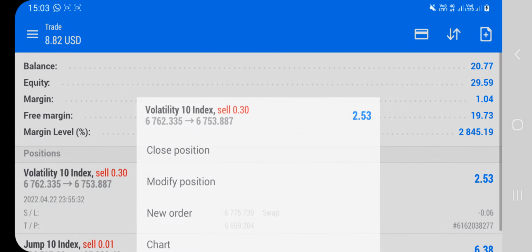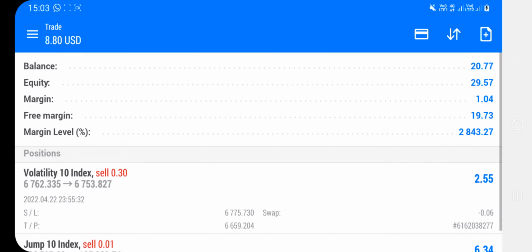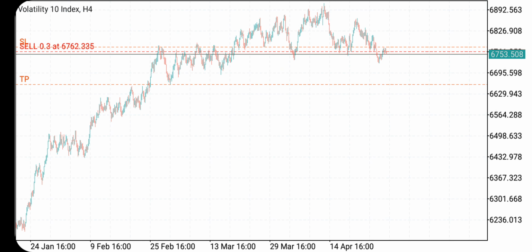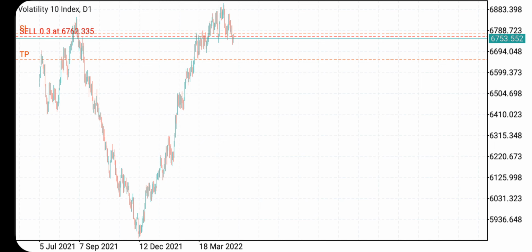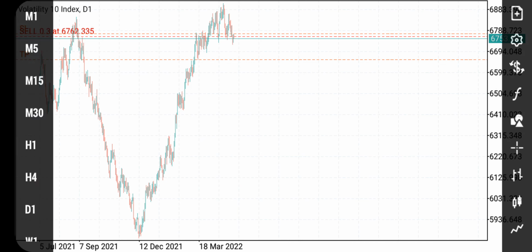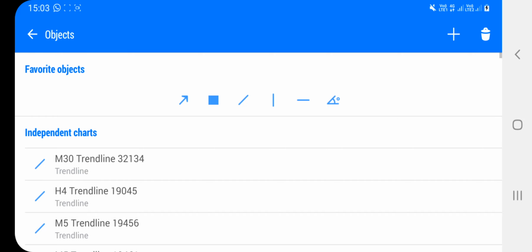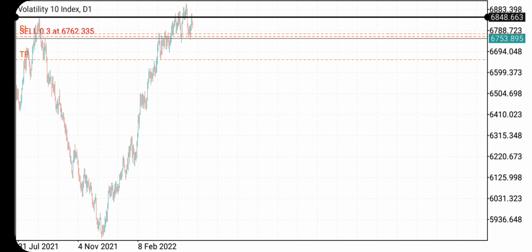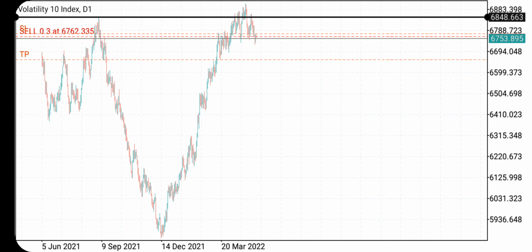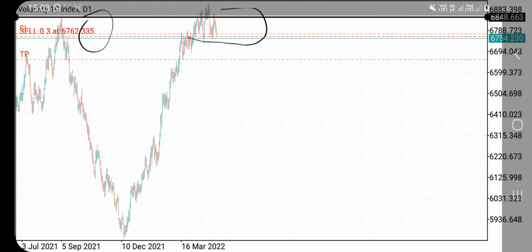Okay, I'll go first to VIX 10, and then on my VIX 10, I'll go to the daily first as usual. And then on a daily time frame, I'm seeing something very nice there. I'm seeing a double top. You can agree with me that this is a left top, and then this one is a right top.